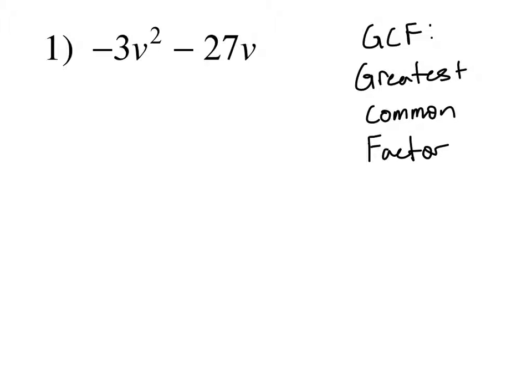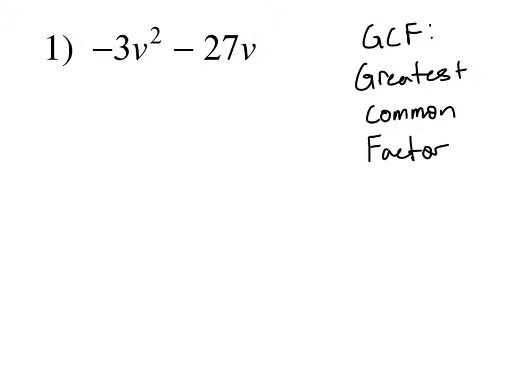We want to look at the first term of our binomial. That's going to be the negative 3v squared. And the first thing we should look at is to make sure that the polynomial is in the right order. They call it standard form. And what standard form means is that the variables are always written in descending order of their powers. So the v squared came first, then the v term came next. If we had a constant, like say plus 3, that would then go at the very end. So it's always descending order of the powers.